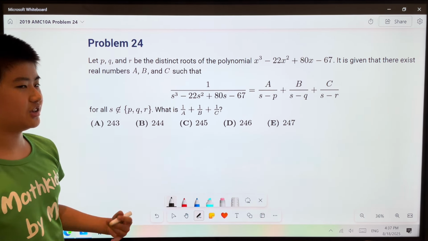So essentially, why p, q, and r? Because then this would be 0, right? And you can have that. Okay, so now we're trying to find the value of 1 over a plus 1 over b plus 1 over c.